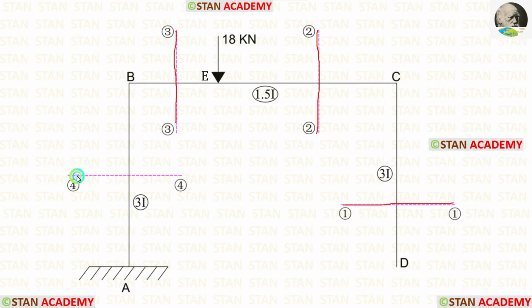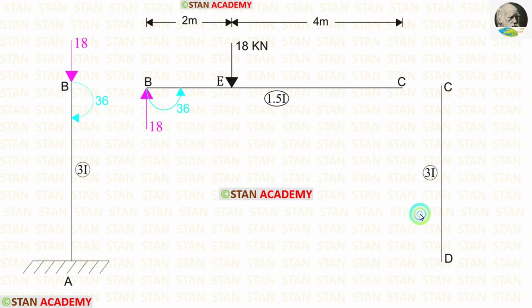Before finding the moments in the sections, let us make the free body diagram so that we can easily find the moments in the sections. I am going to split the frame from the points C and B so that I will get 3 different parts. You can see that I have split the frame into 3 different parts.